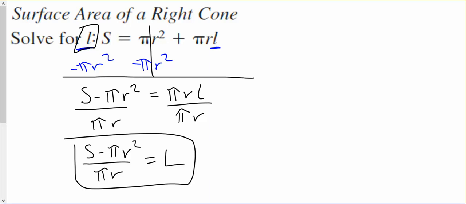So all we're doing is working our way backwards through our order of operations. This is a positive pi r squared. We're going to subtract it. And then we say, oh, what else is going on to our L? It's being multiplied by pi and r, so we divide by pi and r. That's all we're doing.